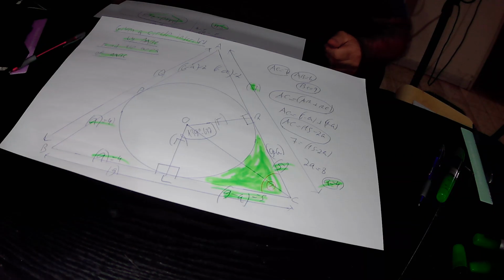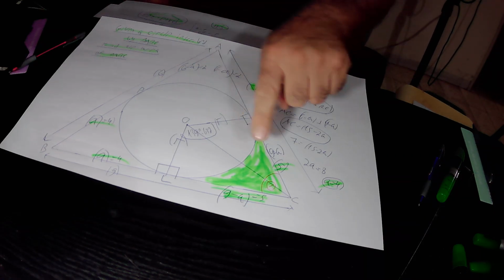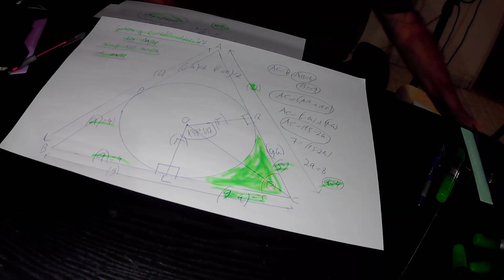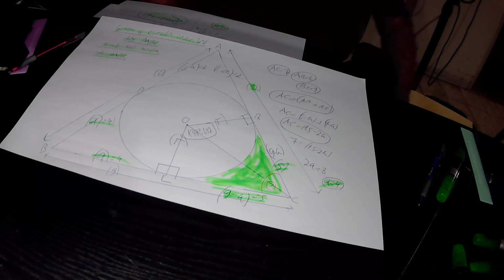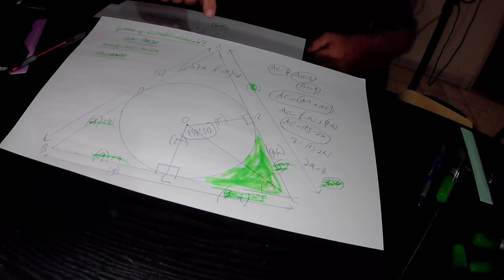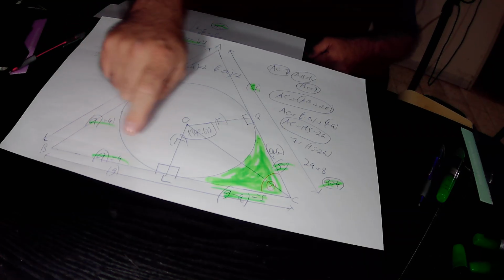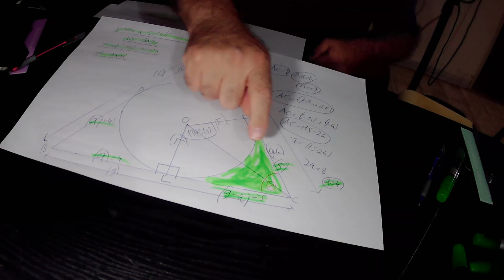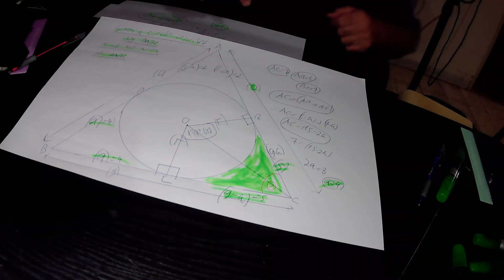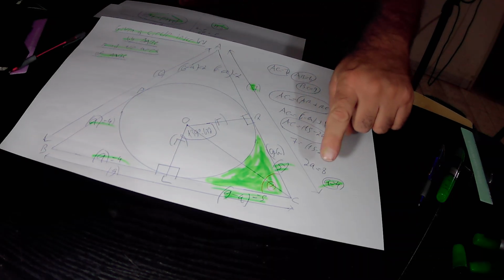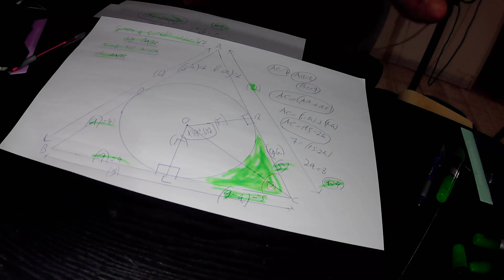In the next step, we define the center of this circle. This point is point O. We define the point of tangency of tangent AB with this circle. This point is point P. We define the point of tangency of tangent BC with this circle. This point is point L. Finally, we define the point of tangency of tangent EC with this circle. This point is point Q. We define the radius of this circle as R.